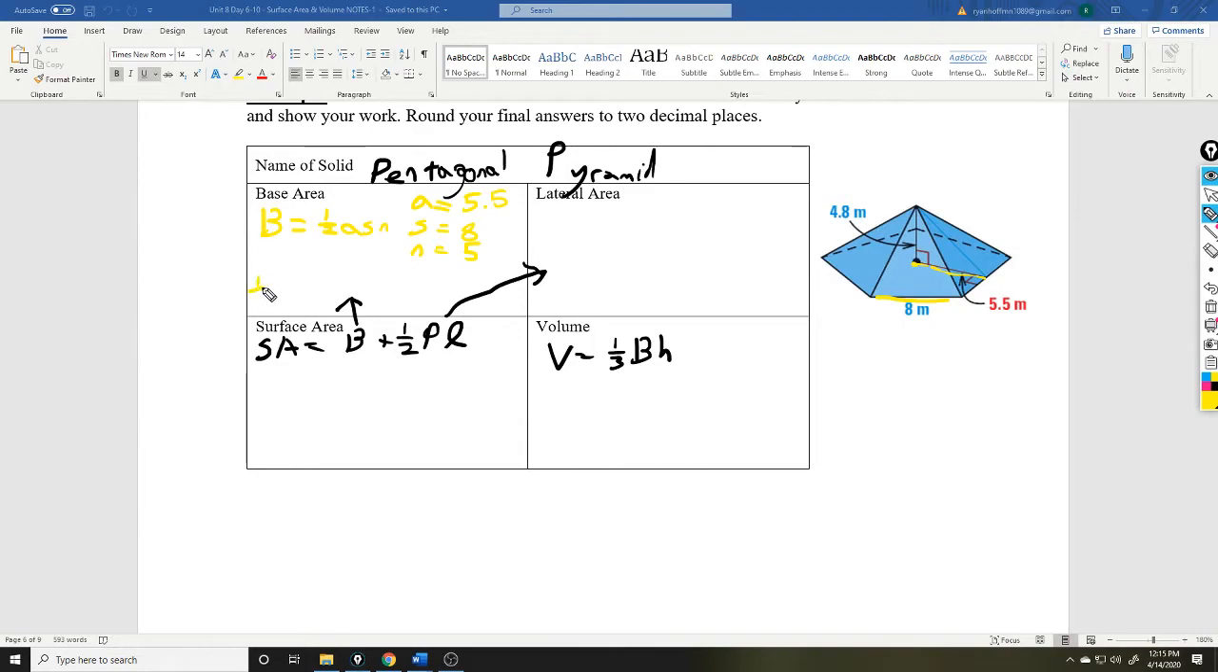So we have 1/2 the apothem, which is 5.5, times the side length, which is 8, times the number of sides, which is 5. Plug that all in, you should get 110 for the area of the base. So that's going to go in these parts of the formula. Anytime you see the capital B, it's 110.